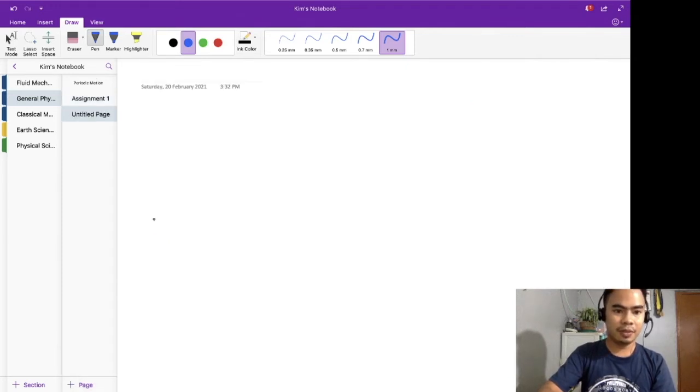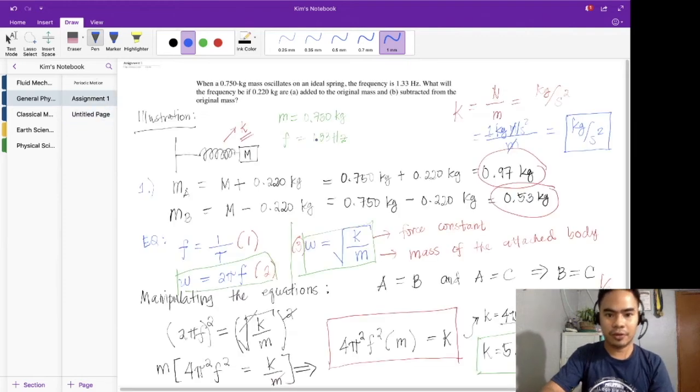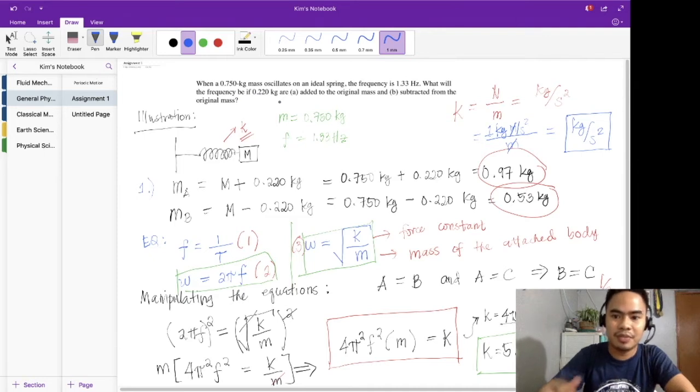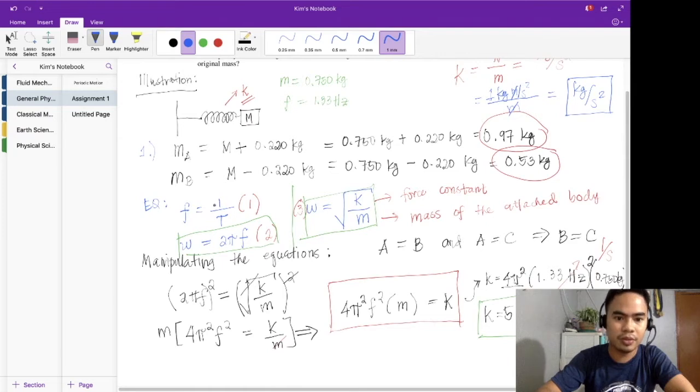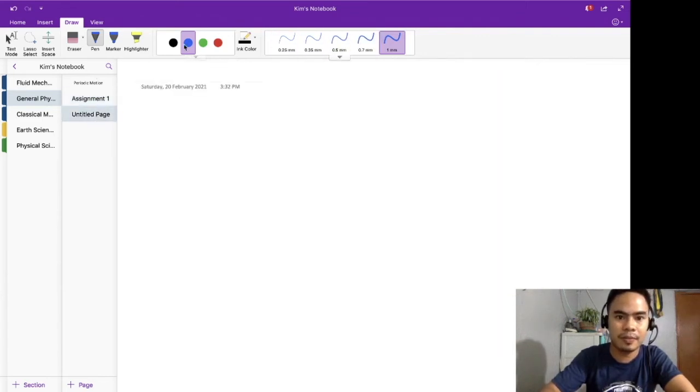Now, the problem asks us to find the frequency if you add 0.20 kilograms, meaning you have 0.97 kilograms. It also asks you to find the frequency if you subtract 0.220, so the mass that is attached after subtracting is 0.53 kilograms, right? So we will work with that right now. The equations we are going to use will still manipulate equation 2 and equation 3. Let me move on to the other page.